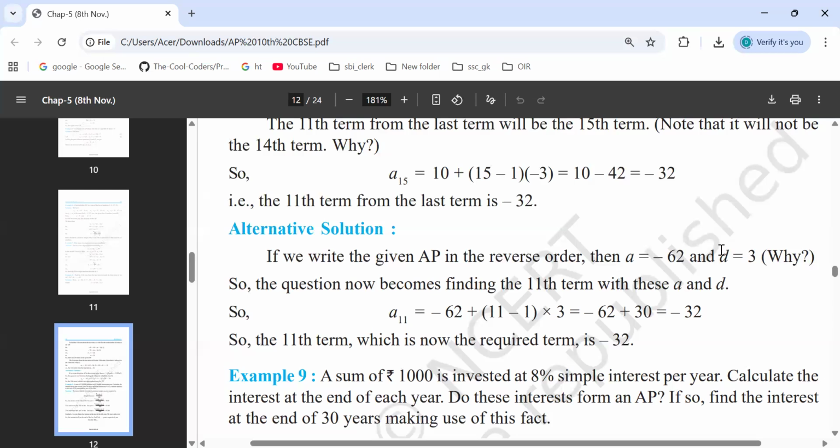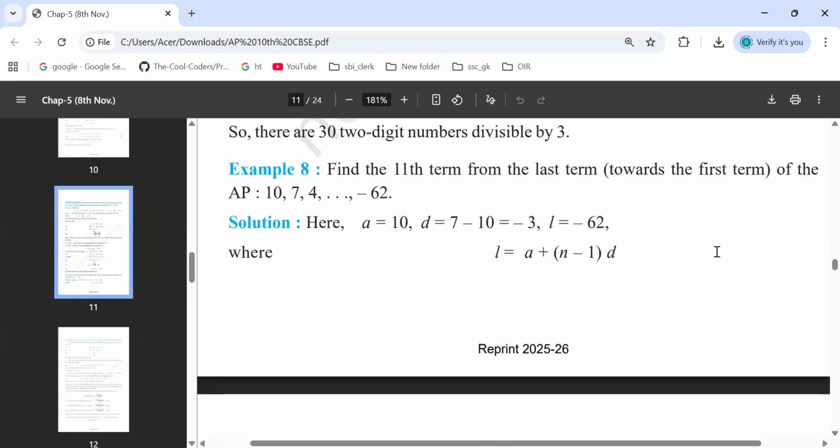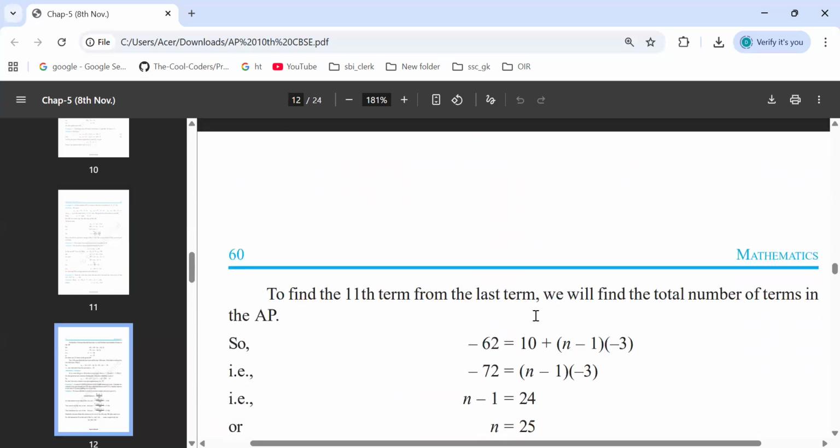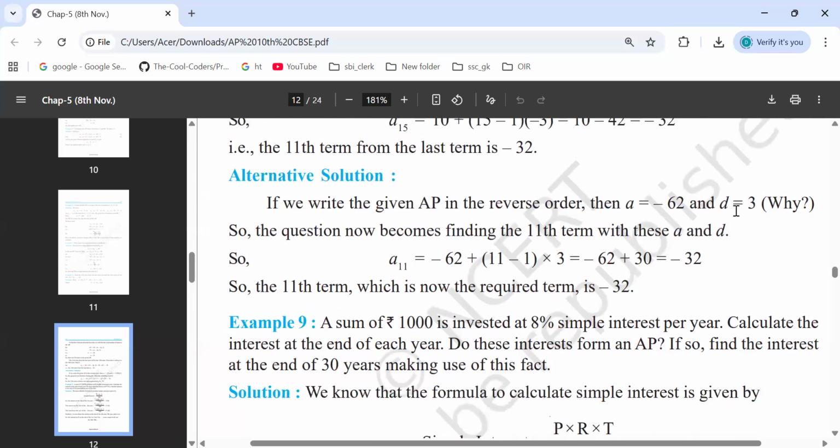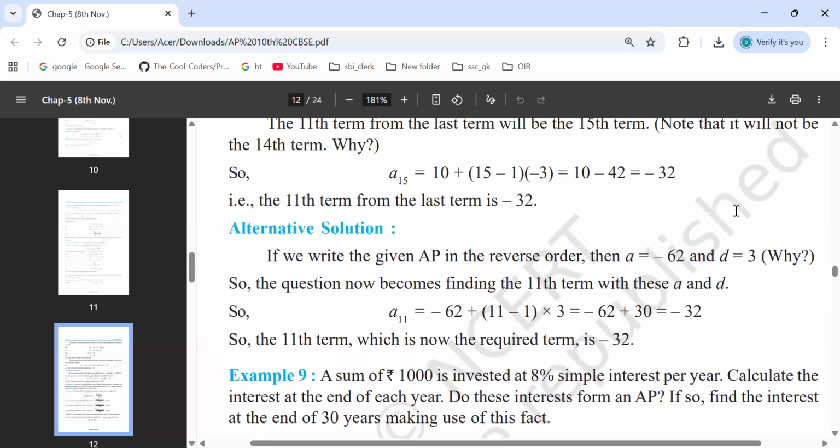So one thing that you have clearly seen over here is that the D value has changed from minus 3 to plus 3. Why? Because previously we were subtracting a higher value from a lower value, so that is why we were getting a negative sign. But right now we are subtracting a lower value from a higher value. That is why the D is coming out to be positive.